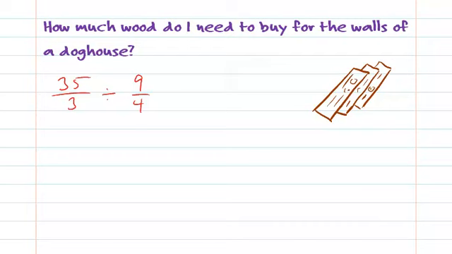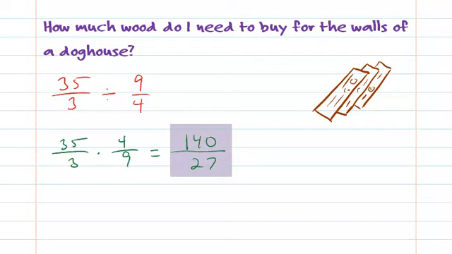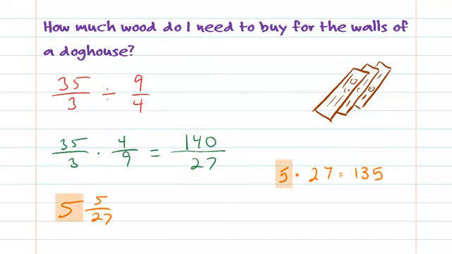Third, let's perform the operation. So the reciprocal of 9 divided by 4 is 4 divided by 9. And now we multiply. So 35 divided by 3 multiplied by 4 divided by 9. That equals 140 divided by 27. And let's change that back to a mixed number. So 27 multiplied by 5 equals 135, and that is close to 140. That gives us 5, and 5 divided by 27. So I can get 5 pieces from one board.